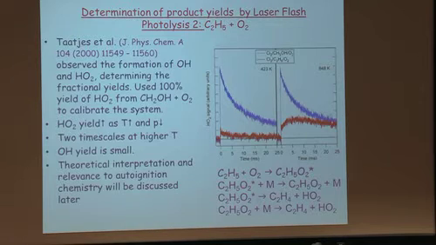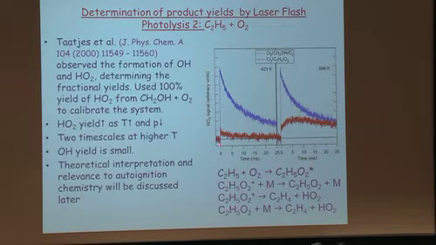So here's the overall reaction mechanism. C2H5 plus O2 becomes C2H5O2. That can then be stabilized to form a peroxy radical here, or it can react to form HO2. Or this C2H5O2 can be energized to form C2H4 plus HO2. So there are two possible ways of producing HO2 in principle.